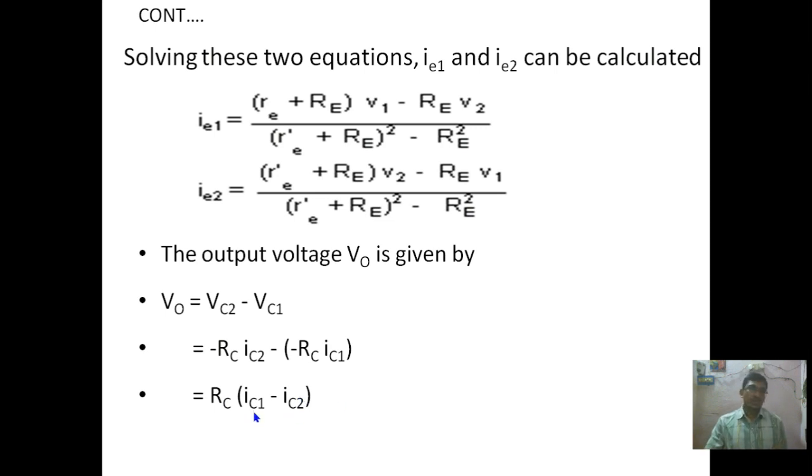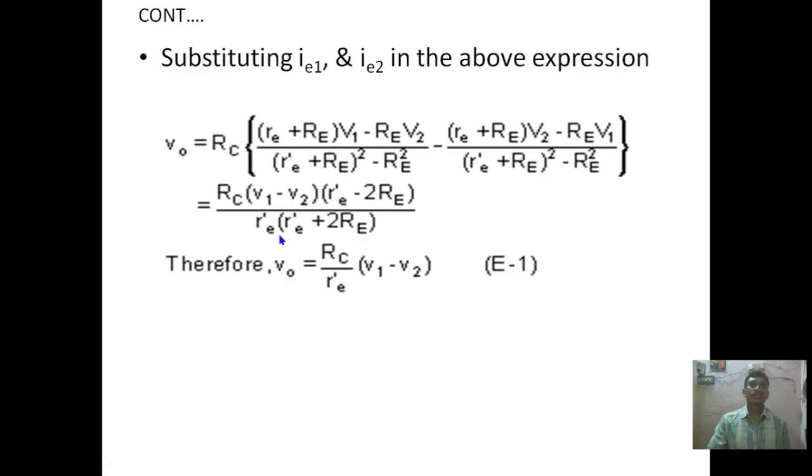So we already know one equation: Ic is approximately equal to Ie. Therefore, we can write the equation as V0 is equal to Rc into Ie1 minus Ie2. And we already know the values of IE1 and IE2 here. So we are going to substitute this IE1 value and IE2 value in the V0 equation in order to get the voltage gain. If you substitute that, V0 is equal to Rc into IE1 minus IE2. This is the IE1 value and this is the IE2 value.